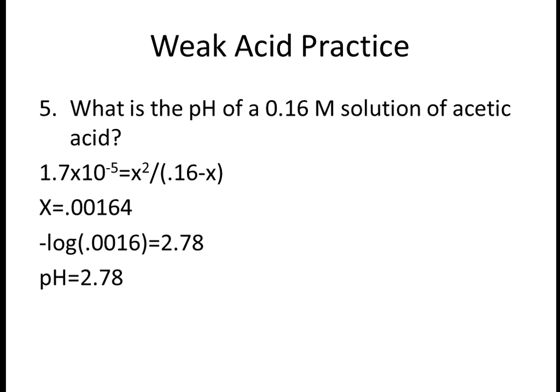To find the pH for this problem, you do 1.7 times 10 to the negative 5, which is actually the Ka they gave to you in the previous problem. And then you set it equal to x squared over 0.16 minus x. And then you find that x is equal to 0.00164. And then you take the negative log of that number, and you get 2.78, and that's your pH.